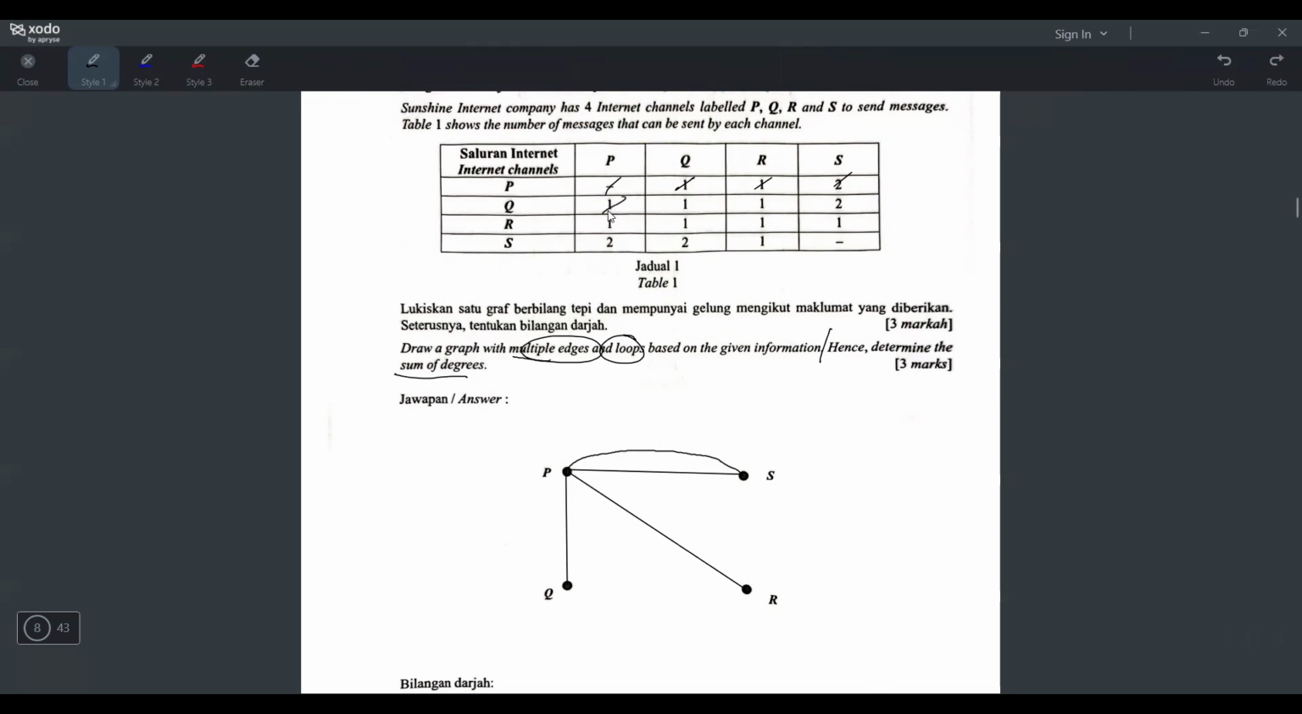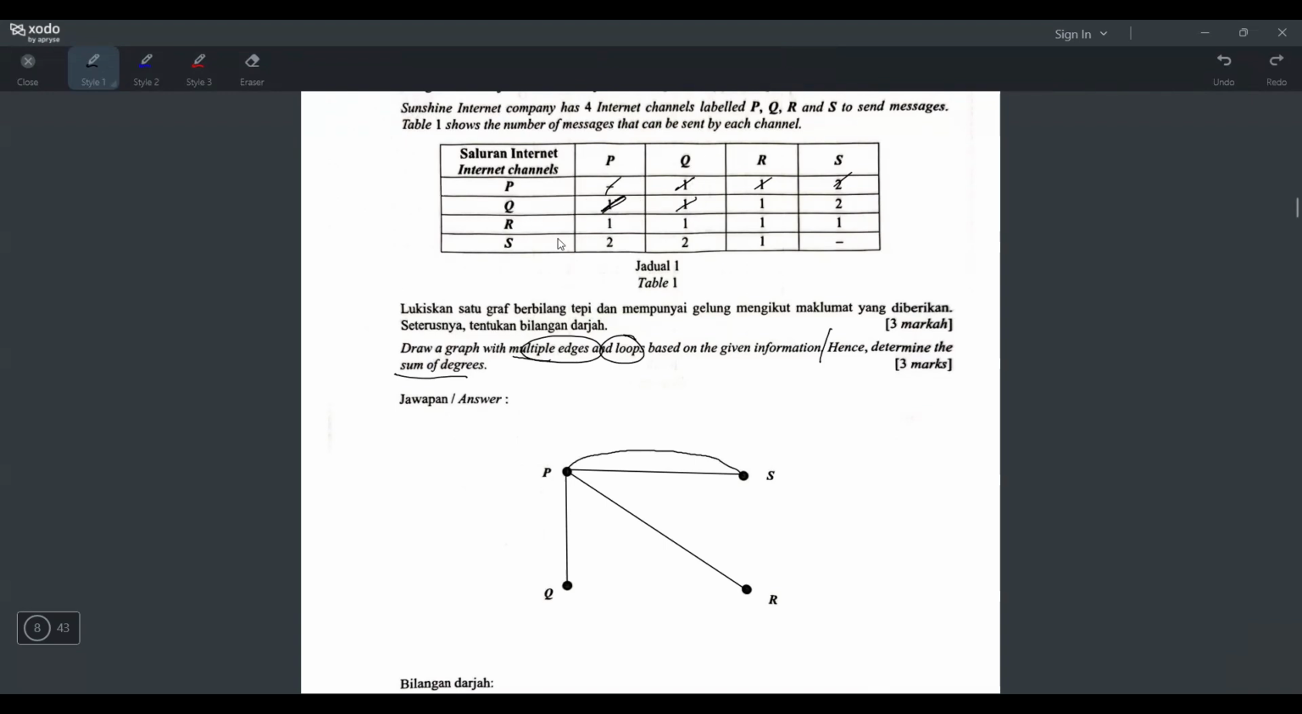Q to P needs to have one line going from Q to P. So Q to P, but wait, Q to P is already one line. So this one, no need to do it. You can skip it, right? Because just now it's already one line. If you add one more line, then later it becomes Q to P double already. Then it's wrong. So we don't need it. We can skip this. Next one, Q to Q.